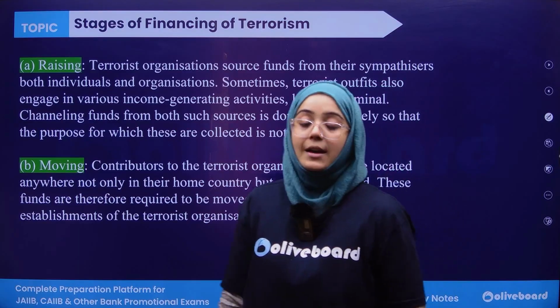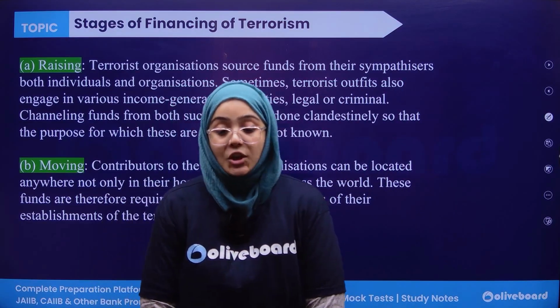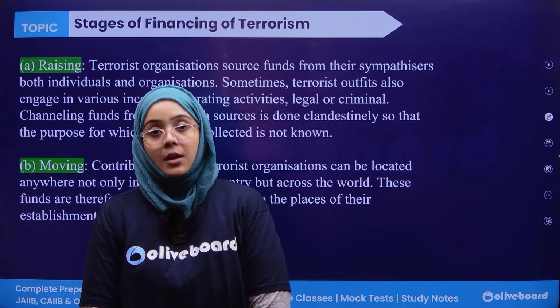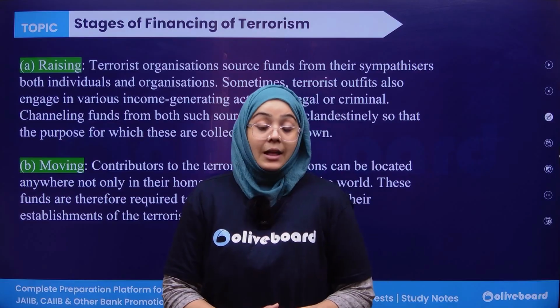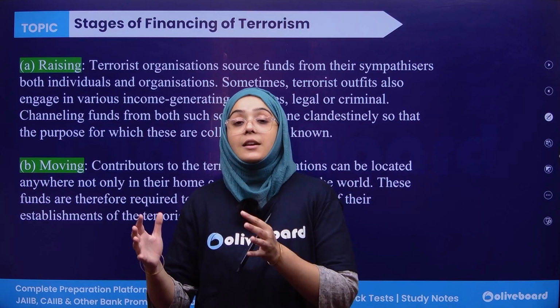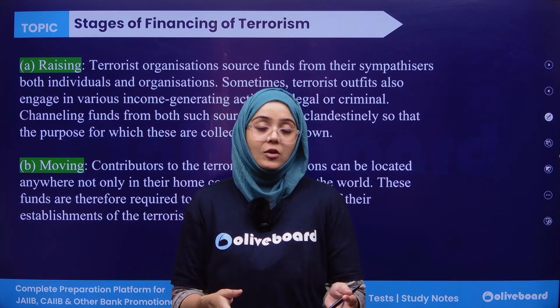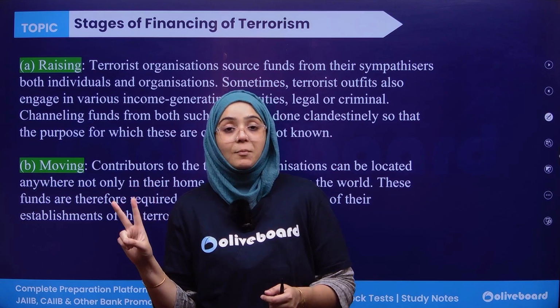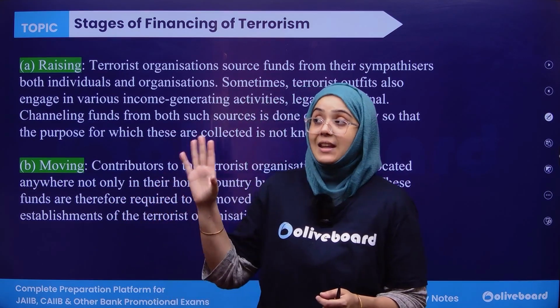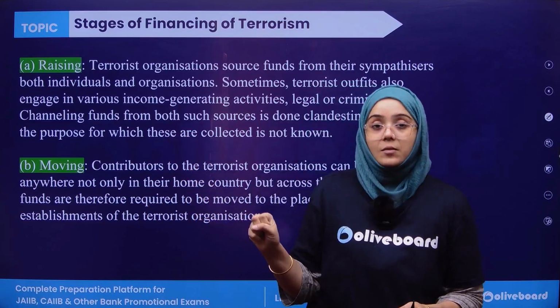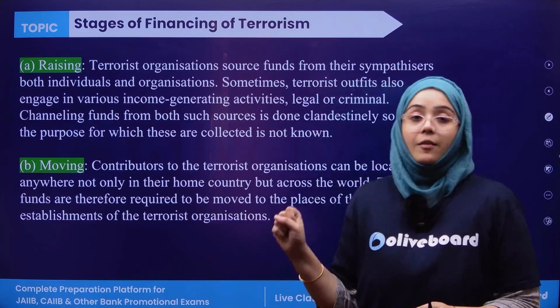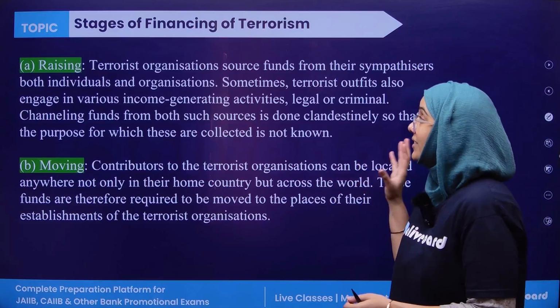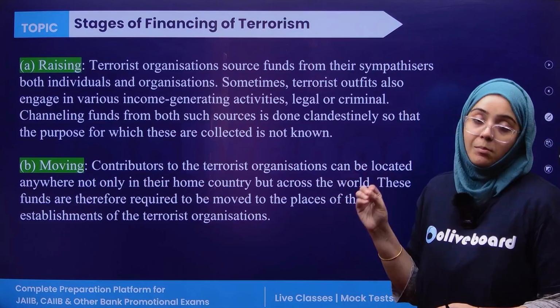Now next, we are talking about the stages of the financing of terrorism. Just as there are stages of money laundering, there are stages of terrorism financing also. There are three triads. I have already told you: money laundering, terrorism financing, and financial crimes. These are closely interrelated with each other. Now, let us discuss the process or stages of terrorism financing.